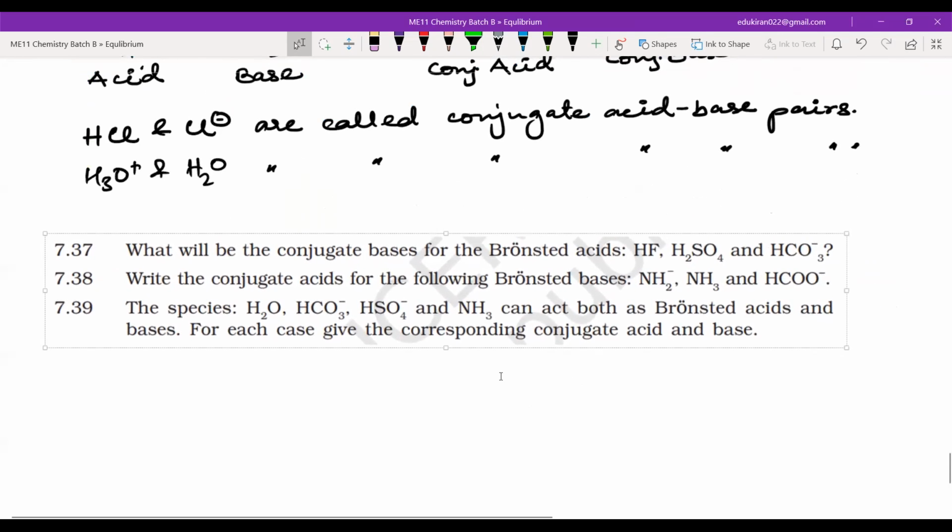Okay. So 3 questions directly from NCERT. 37, 38, 39. That is why there are a lot of questions. Simple concepts, but you have to practice.